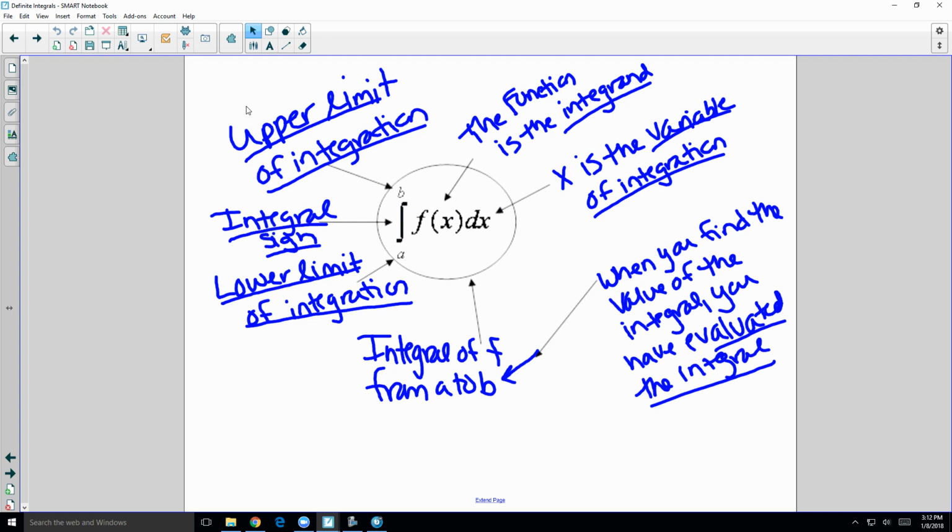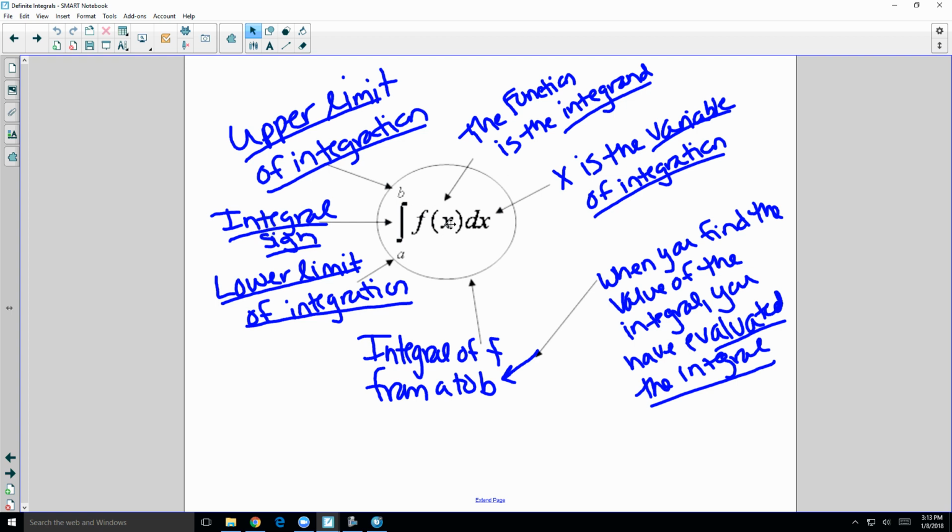Okay, so welcome back. Your b term right here is called the upper limit of integration. That's where we stop integrating. a is your lower limit of integration. That's where we start integrating. We've seen those in class. This symbol right here is kind of like an elongated S. That's called your integral symbol. This whole thing is called an integral of f from a to b. And when you find the value of the integral, you have evaluated it. So you're going to see that a lot where it says evaluate the integral. And that's just where you actually figure out what it is given where you start and where you end.